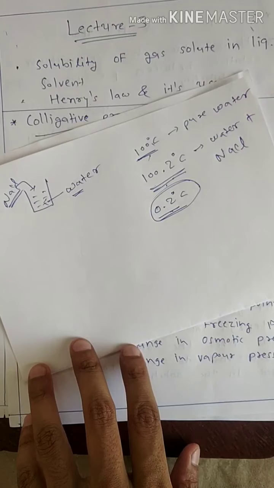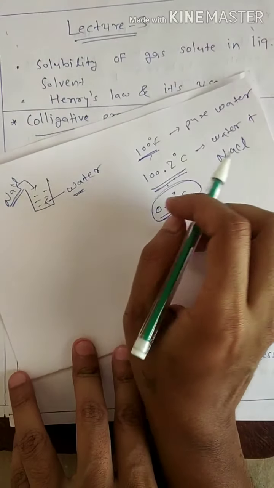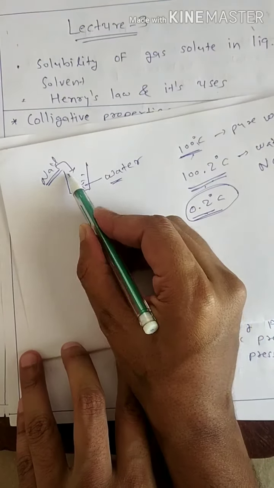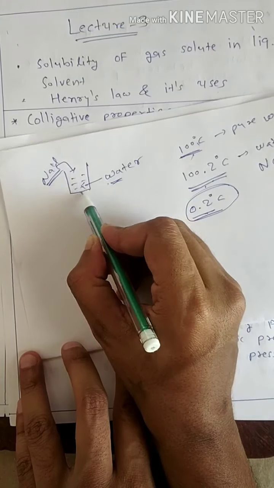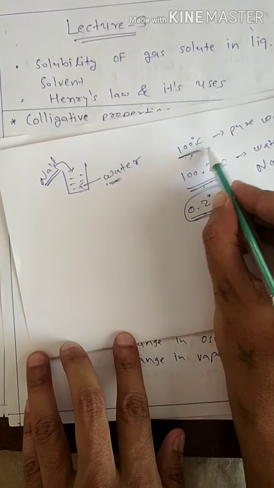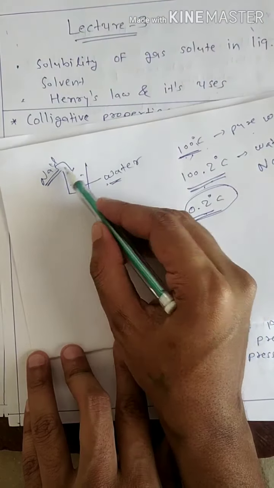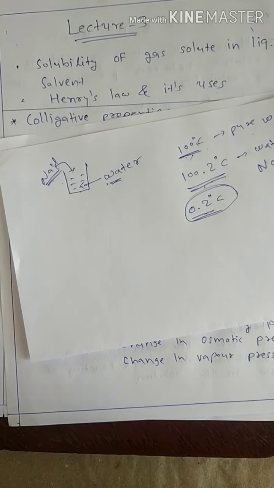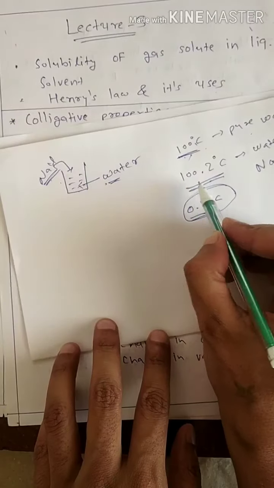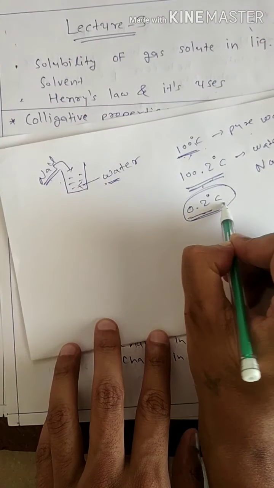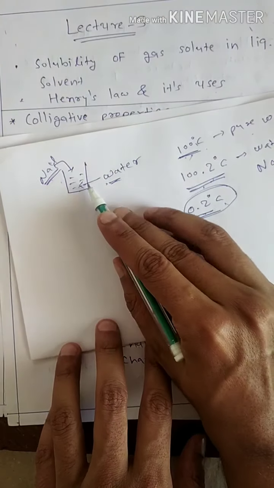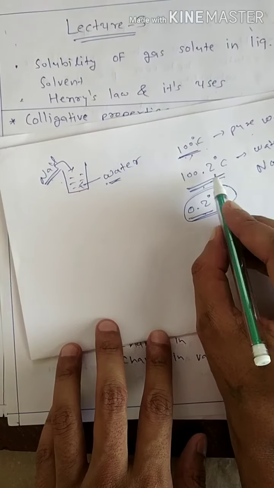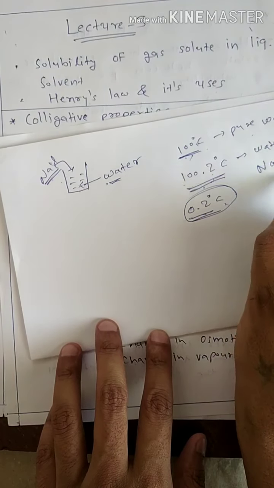Once again, let me explain the example again. I am taking water here. For pure water, boiling point is 100 degrees Celsius. Now I am dissolving NaCl in it. So boiling point changes, boiling point increases. How much does that increase? 0.2 degrees Celsius. So new boiling point of that solution is 100.2 degrees Celsius.